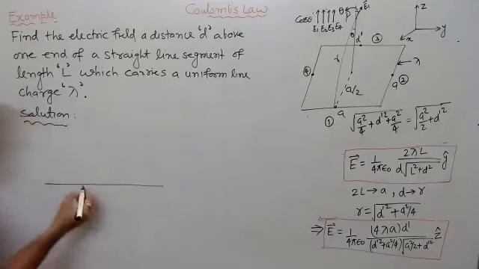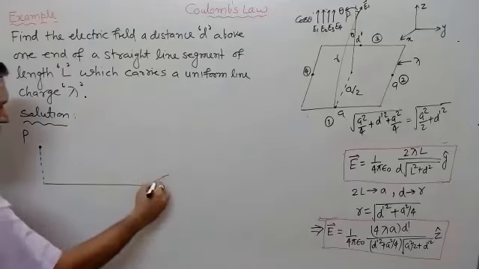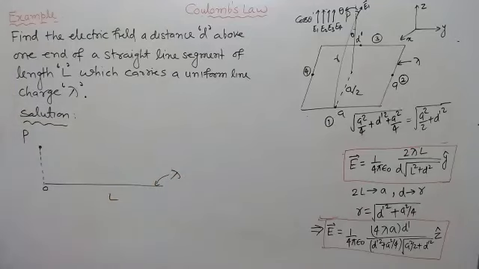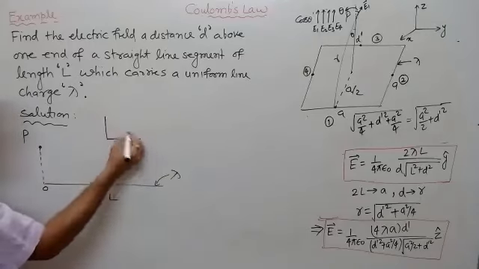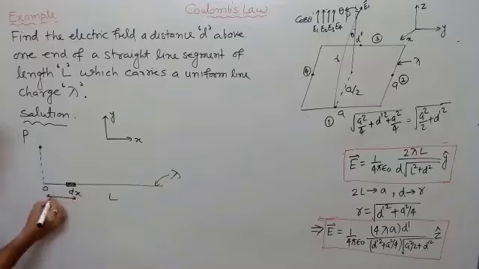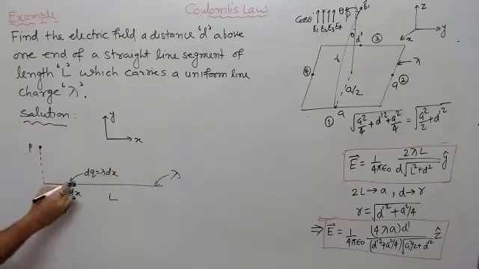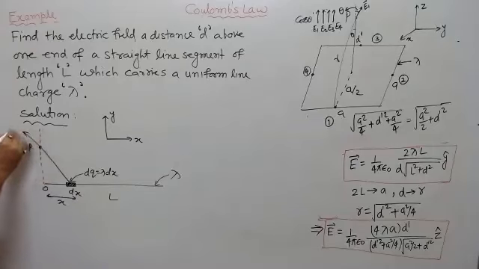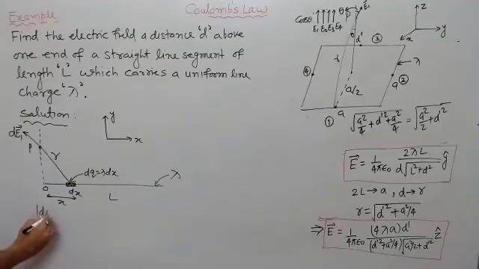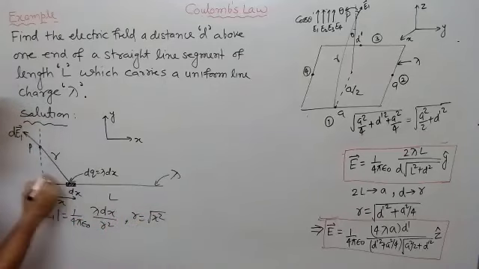So this is a wire of length L, and you have to find the field at this point. This length is L, its charge per unit length is lambda. So you have to consider, again this is the xy plane, an elemental length dx, x distance away. Charge dq will be lambda dx. So this field is dE1. So what will be mod dE1? 1 by 4 pi epsilon naught lambda dx by small r square, where r is under root x square plus d square.